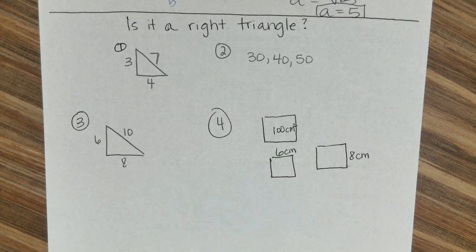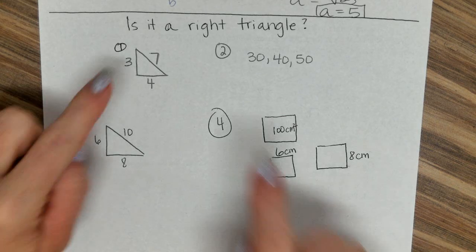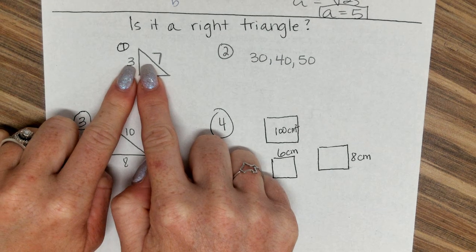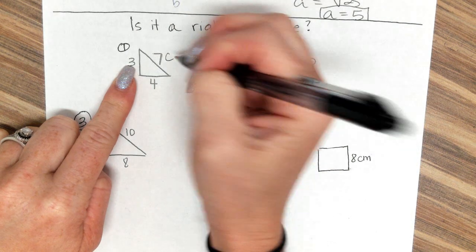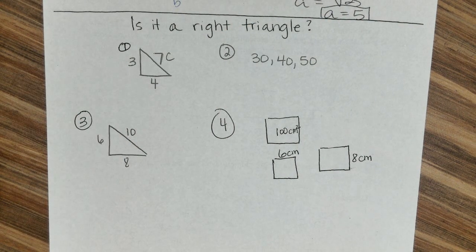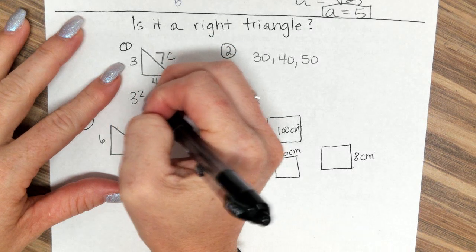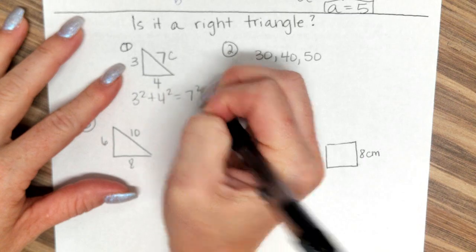You're saying yes, it's a right triangle, or no, it's not. The way to do this is simply to see if it's true or false in your calculator. Based off of this, we know that side C would have to be the biggest number. This would have to be the C. So I would say, is 3 squared plus 4 squared equal to 7 squared?